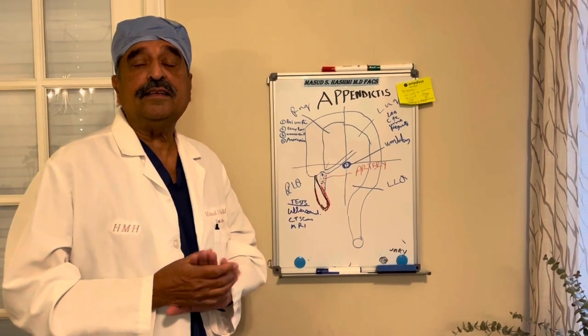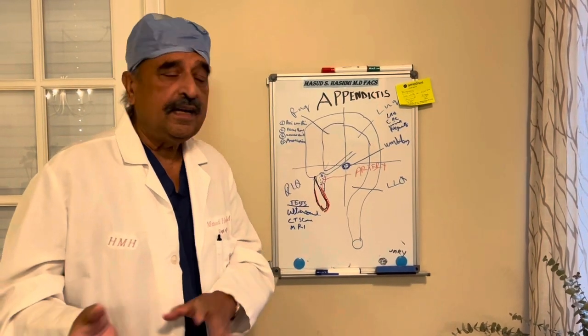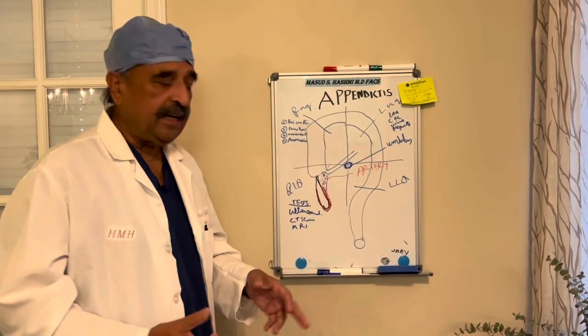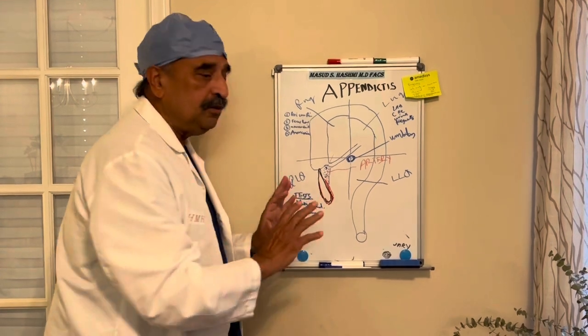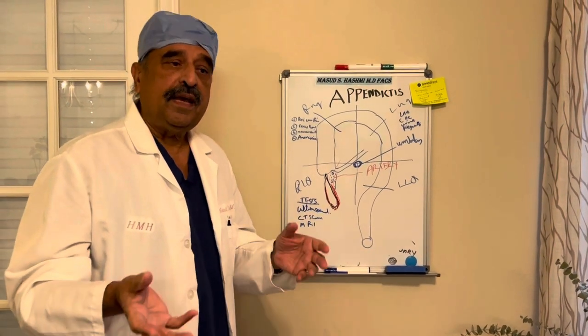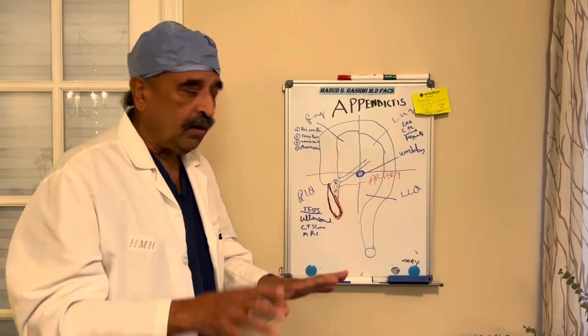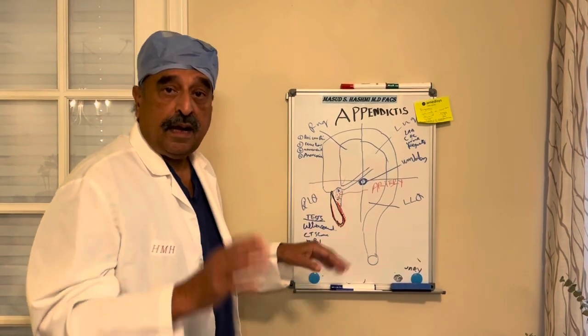So let's say we got the diagnosis, we did a CAT scan, and it shows the appendix is inflamed, there is dirty fat, there is localized inflammation, and you are sure it's appendicitis. And then a surgeon comes, he looks at all the lab work, he looks at the abdominal exam.